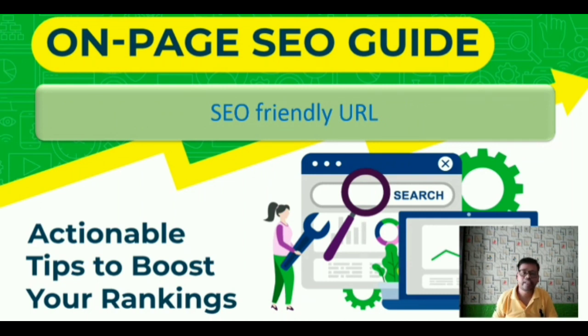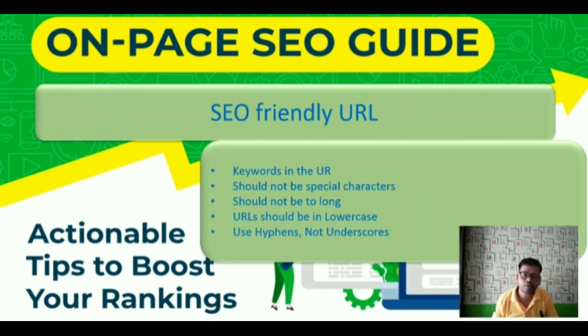And the next one is SEO friendly URL. The first point is to make sure that whenever you make a website and choose a URL, it should be as per the keyword. It means the keyword should be present in that URL.